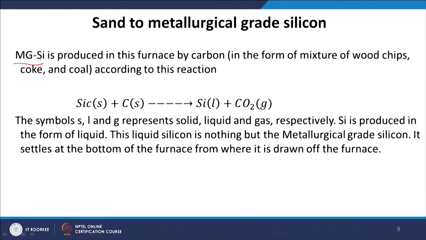Now, metallurgical grade silicon is produced in the furnace by carbon in the form of a mixture of wood chips, coke and coal. So, what reaction do they follow? Silicon dioxide plus carbon gives silicon plus carbon dioxide, or if silicon carbide reacts with carbon, you will get silicon plus carbon dioxide. Now, both these things, silicon carbide and silicon dioxide, are solids.